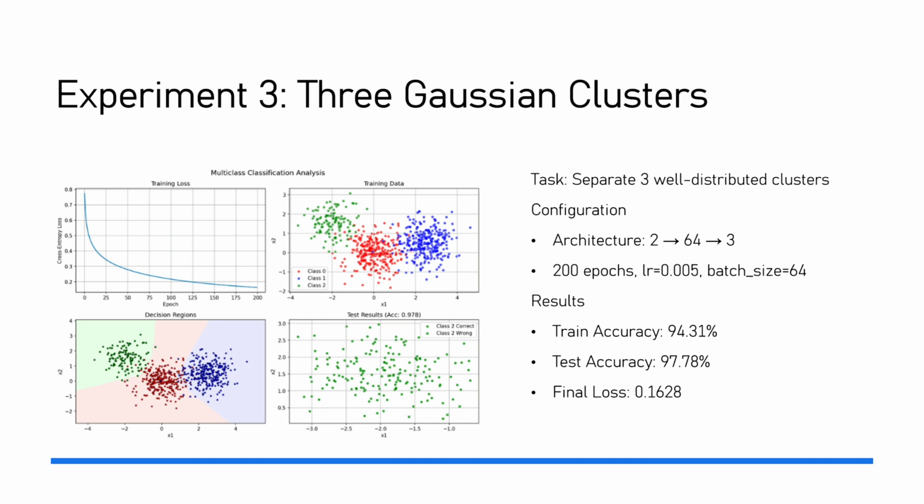generalizes well without overfitting. Only 4 out of 180 test samples were misclassified, primarily in overlapping regions between clusters. This experiment validates that a simple two-layer network can effectively handle multi-class problems with proper softmax activation and cross-entropy loss.